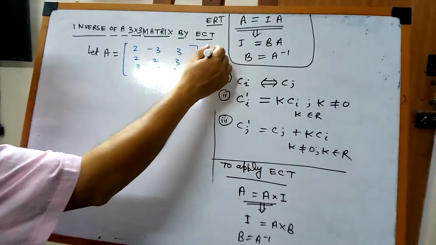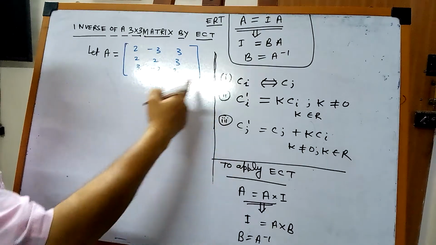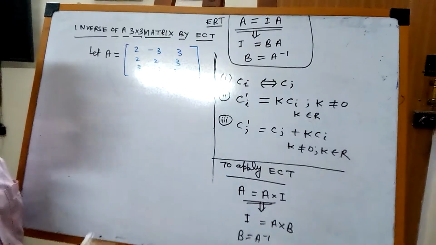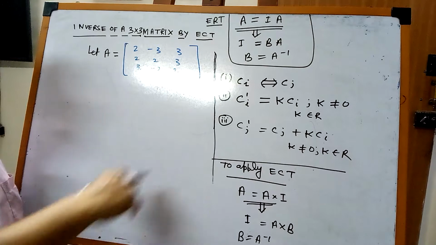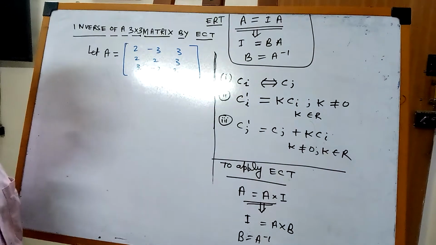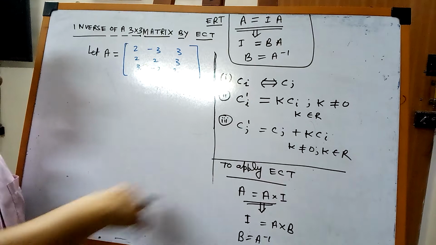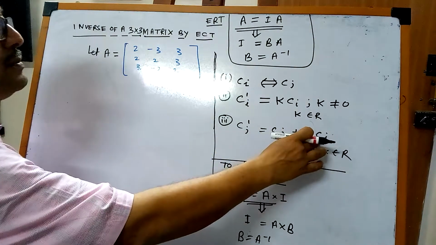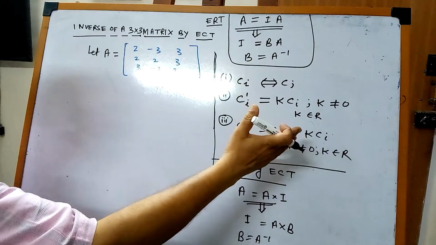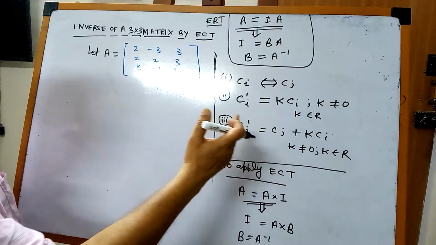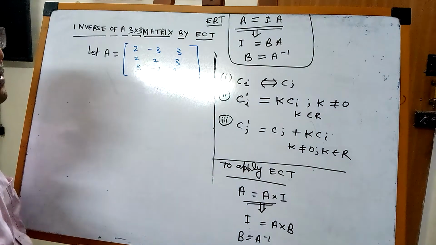These are the steps allowed. In total 6 steps are there, but for column transformation these 3 are allowed. Ith and jth row can be interchanged. Ith column and jth column can be interchanged. A particular column can be multiplied by a scalar. Elements of one column can be multiplied by a scalar, mentally you have to perform that, then add to the elements of another column. This is allowed in elementary column transformation.